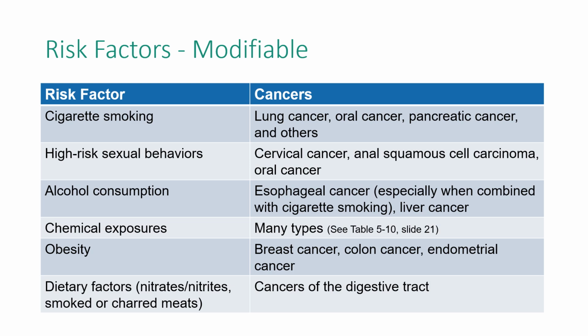Alcohol consumption. Alcohol is especially dangerous when combined with smoking. They are the worst kind of lab partners. Alcohol increases mucosal permeability, making tissues more vulnerable to other carcinogens. Translation: alcohol holds the door open while tobacco wrecks the house.